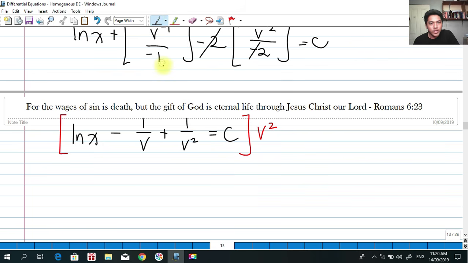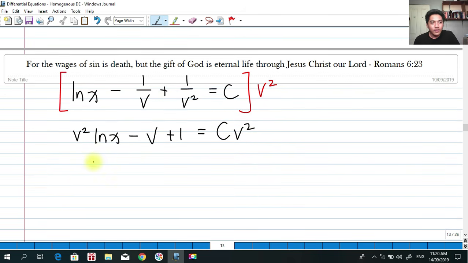So if we multiply both sides of the equation by v squared, we have v squared ln of x minus v plus 1 is equal to, okay, this is cv squared. If you multiply a variable with the constant c, you should always include that. If you multiply a constant with c, it is always C. But if you multiply a variable with our C, you should still write it, so you should multiply it as it is.